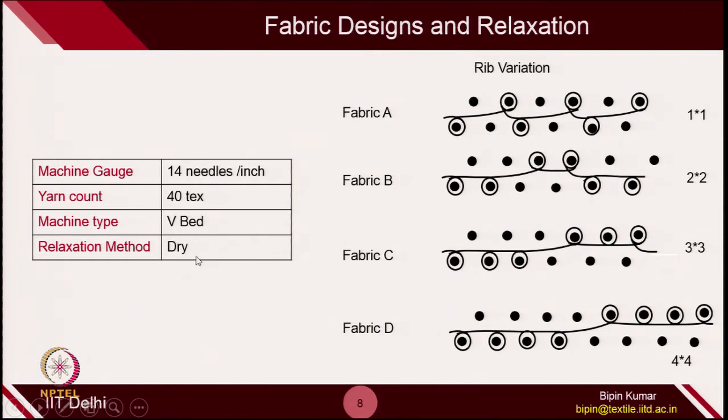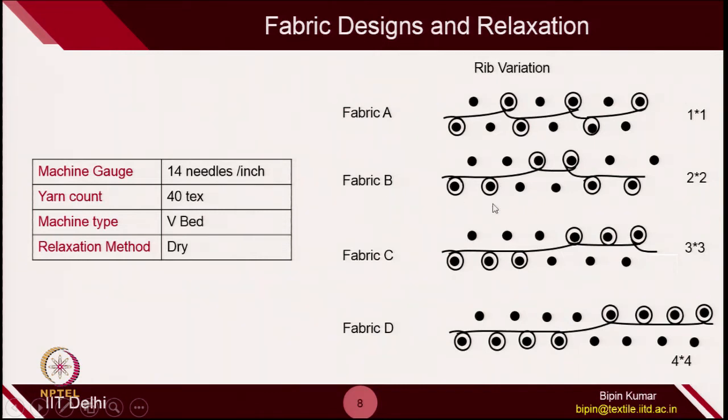I kept the fabric on the table for 24 hours. Some of the designs I selected, just to check the shrinkage performance, are 1 cross 1 rib. If you remember the rib definitions, double jersey definitions, here I was removing 1 needle from the front bed. Every alternating needle of the front bed is making loops. Similarly, every alternating needle of the back bed is making loops. That is why this is 1 cross 1.